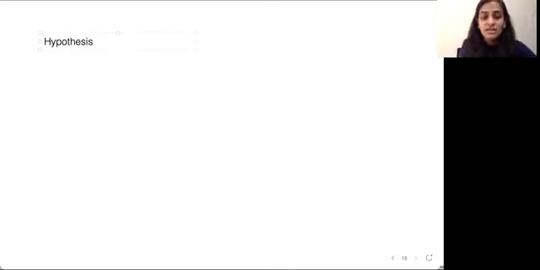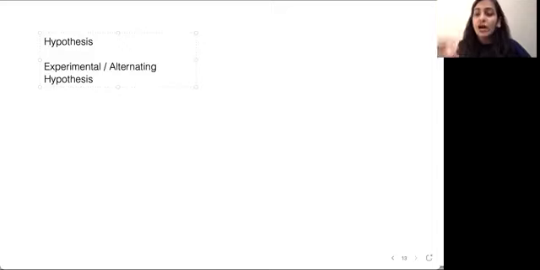Now, hypothesis can either be, so let's say, experimental hypothesis or alternating hypothesis. This is one kind of hypothesis. So experimental or alternating hypothesis. What does this mean? This is basically an assumption. It is what you're assuming, that is the relationship between the variables. So let's say you have an assumption. Let's say you want to do a study.